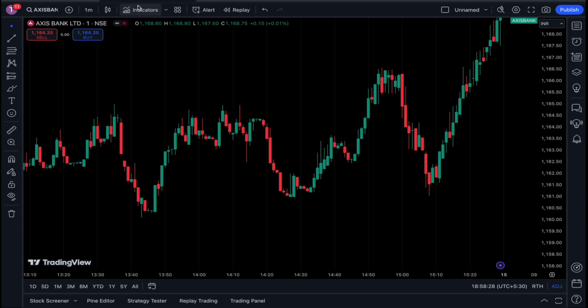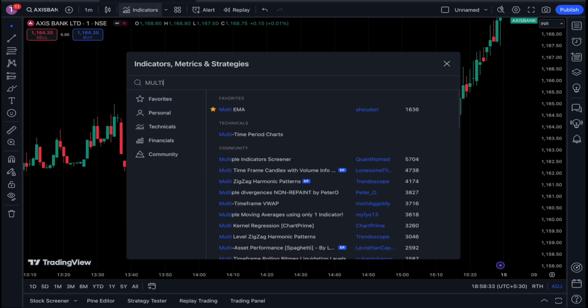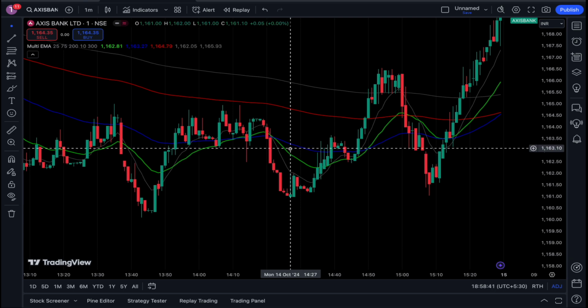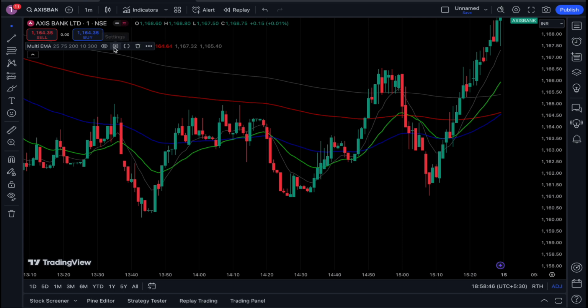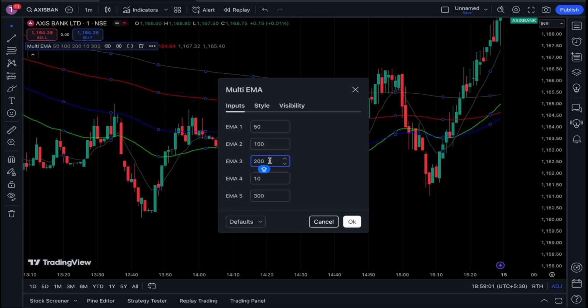First we have to go to the indicators, and in the community section you have to type multi EMA. I have already added it in my favorite section. Once you click on this, some EMA lines will appear on your screen. So we have to do some adjustment in this. Just go to the settings, and here you can see input, style and visibility. In input we have to put EMA1 as 50, EMA2 as 100, and EMA3 as 150.